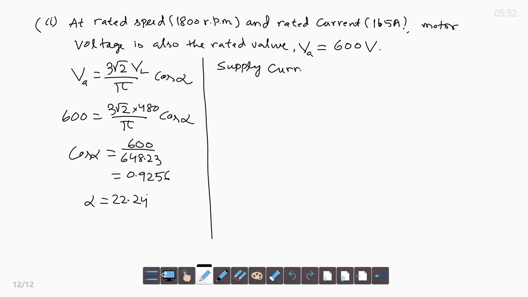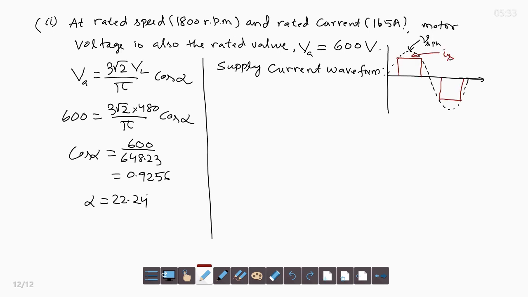Then the supply current waveform. Let us say this is the supply phase voltage, and this is the supply current waveform. The duration of this is 120 degree, the duration of this is also 120 degree, and this is 60 degree, 60 degree. This is omega t. The supply current waveform is shown in red color.